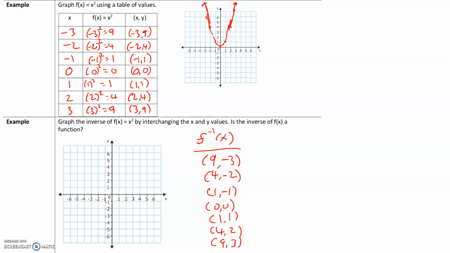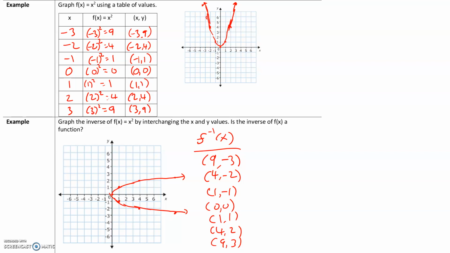So let me graph both of these points. So I have 9, negative 3. So this is 6, 7, 8, 9. Negative 1, negative 2, negative 3. Then I have 4, negative 2. Then I have 1, negative 1. Then I have 0, 0. Then I have 1, 1. Then I have 4, 2. And I have 9, 3. So the inverse of f of x looks like this.